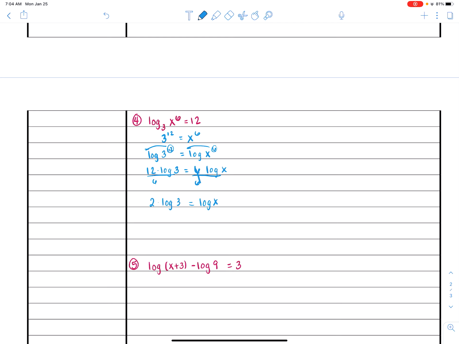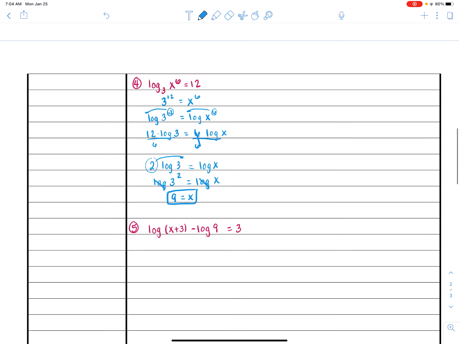Okay, now we can use the power rule again. So this 2 can again become a power, because then I have log of 3 squared equals log of x. Now I have a log on both sides that will cancel. So 9 equals x. Ta-da!